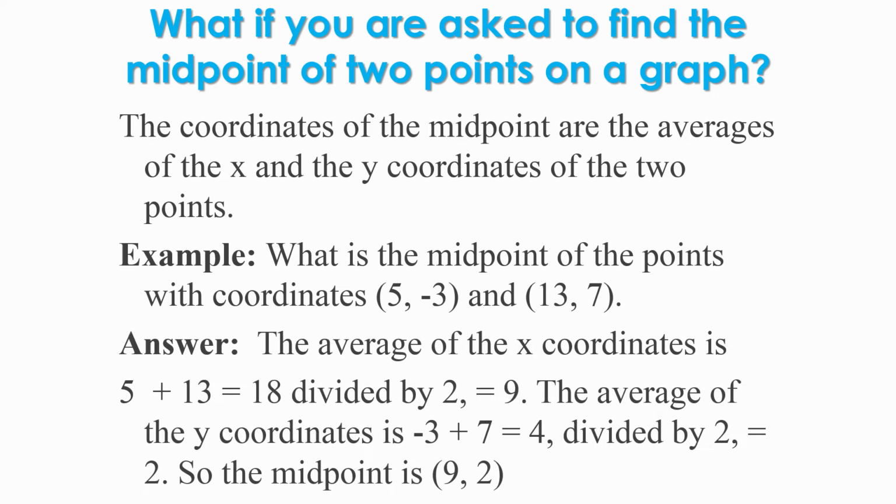Well, the average of the x coordinates is (5 + 13) divided by 2, or 9. The average of the y-coordinates is (-3 + 7) divided by 2. That's 4 divided by 2, or 2. So the midpoint has the coordinates (9, 2).